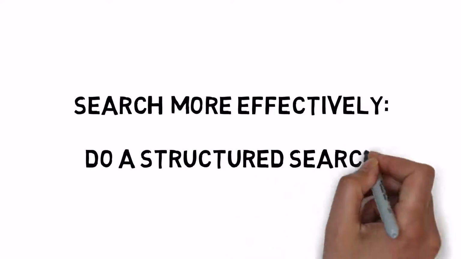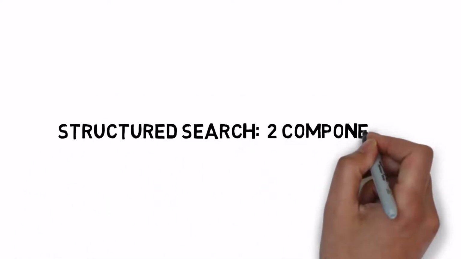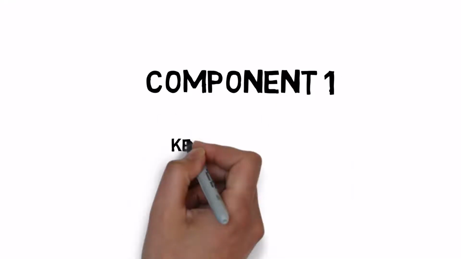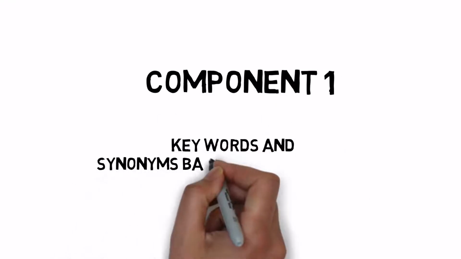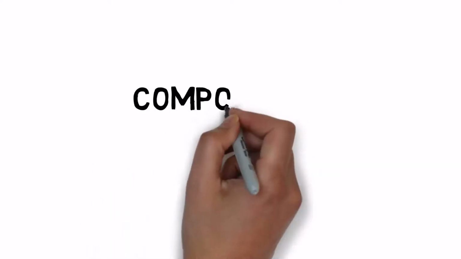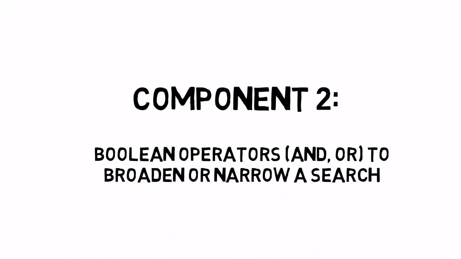Do a structured search. One of the most effective strategies for finding relevant sources is to do a structured search. A structured search has two components. Component 1, keywords and synonyms that are based on key concepts. Component 2, Boolean operators or connectors, that is and or, to either narrow or widen a search. When we create a search with these two components, we're more likely to find relevant results.